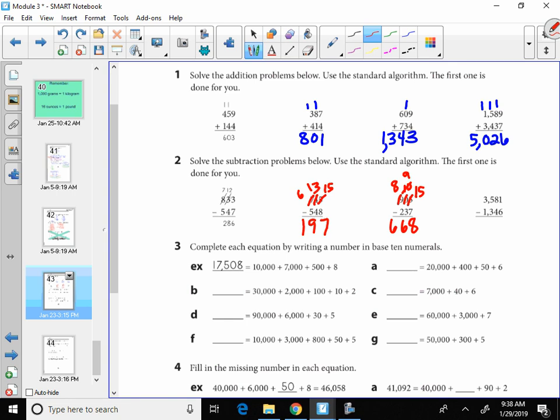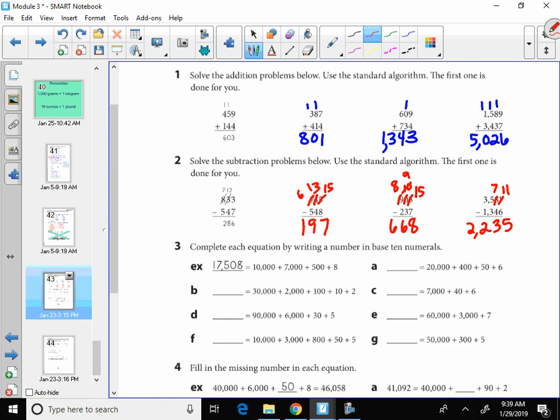I cannot do 1 minus 6, so I'm going to take a 10, break it into 10 little pieces, add it to the 1 that's already there, so it becomes an 11. And I can do everything else, which is great. 2,235.